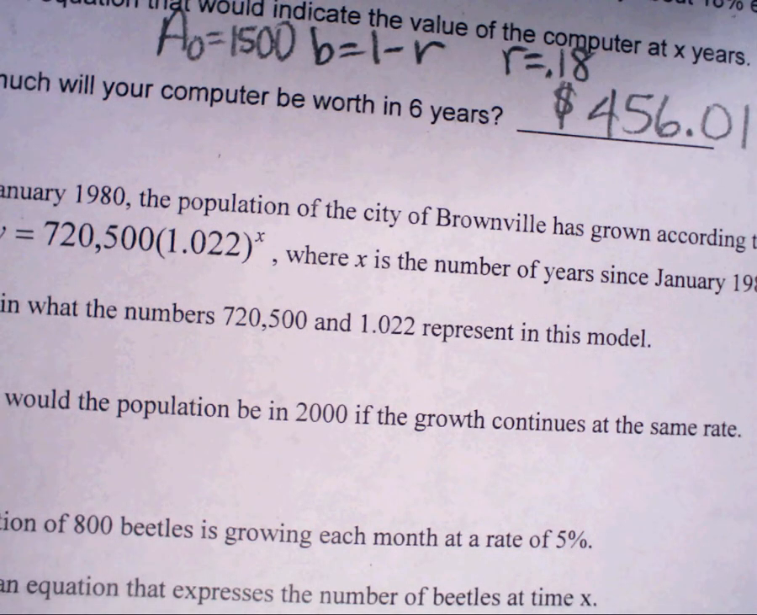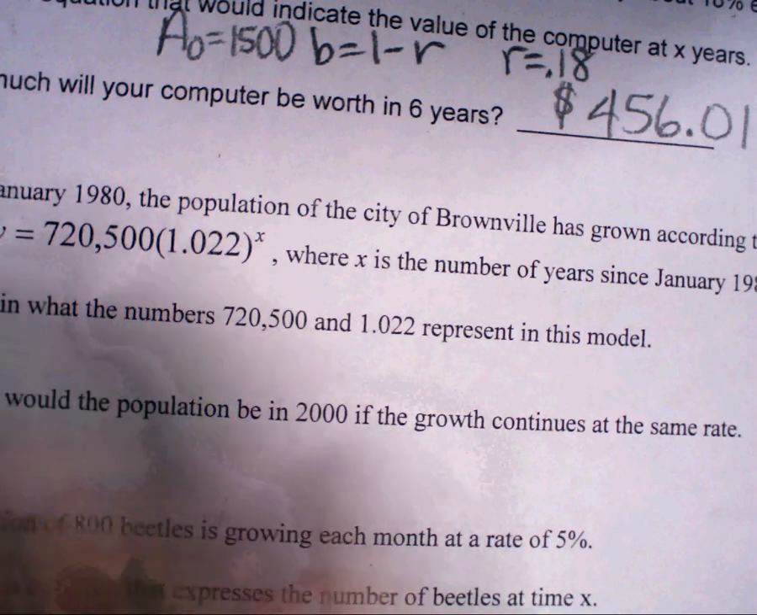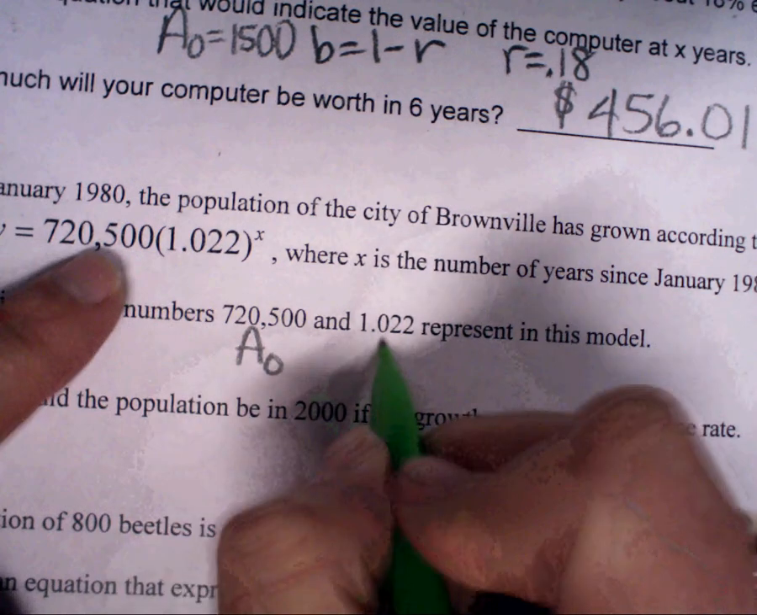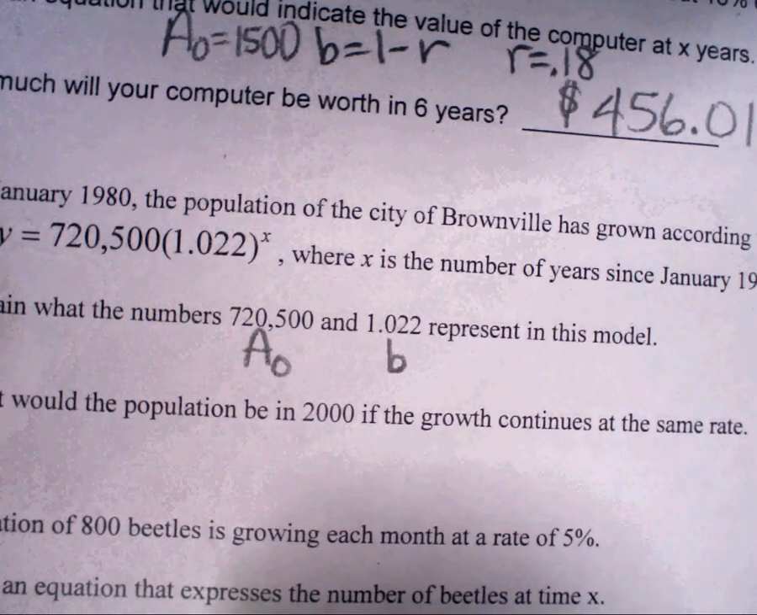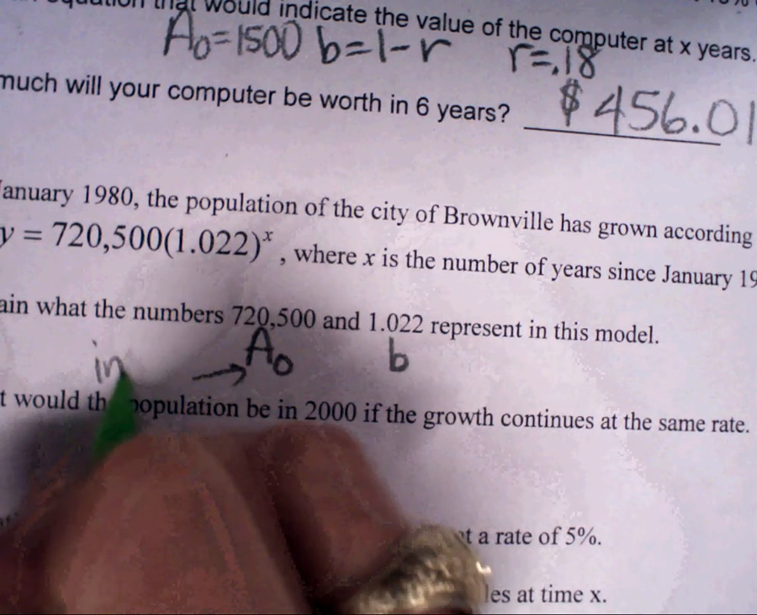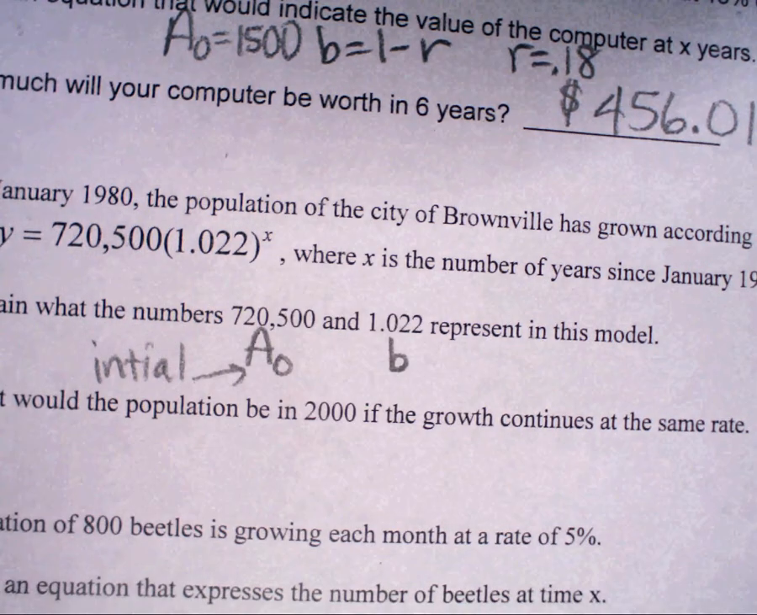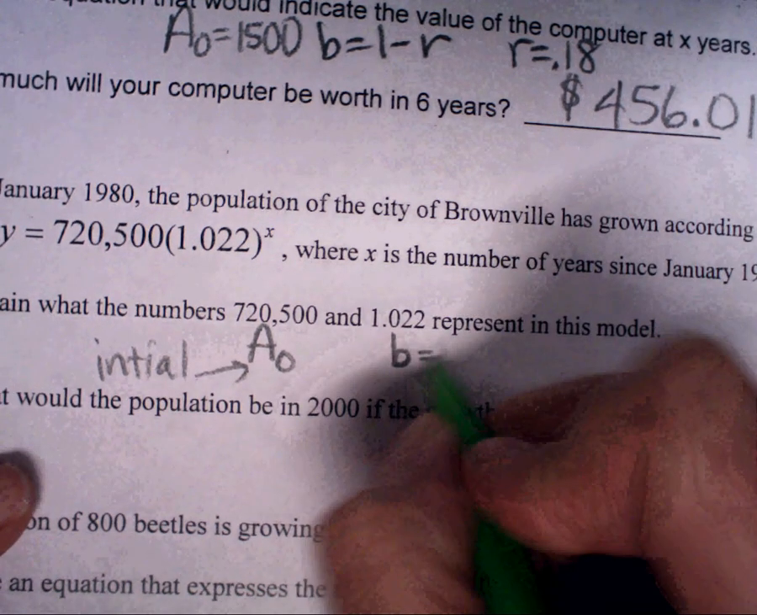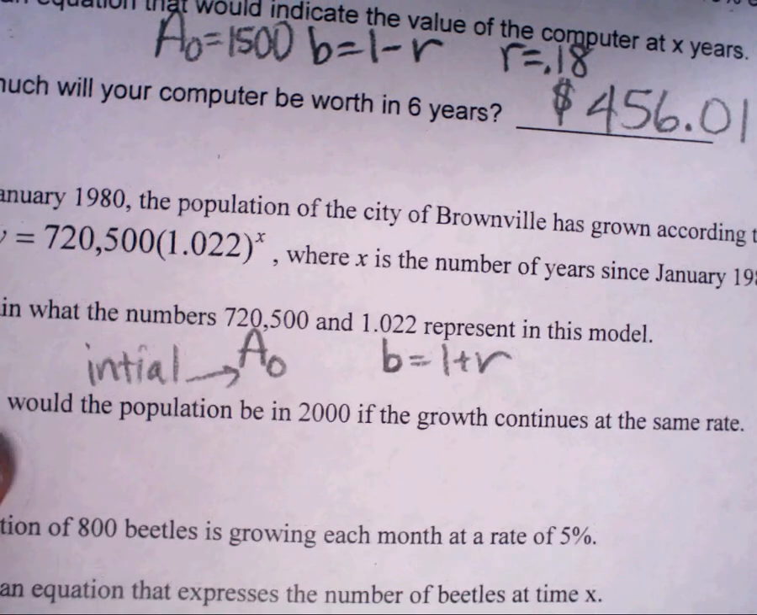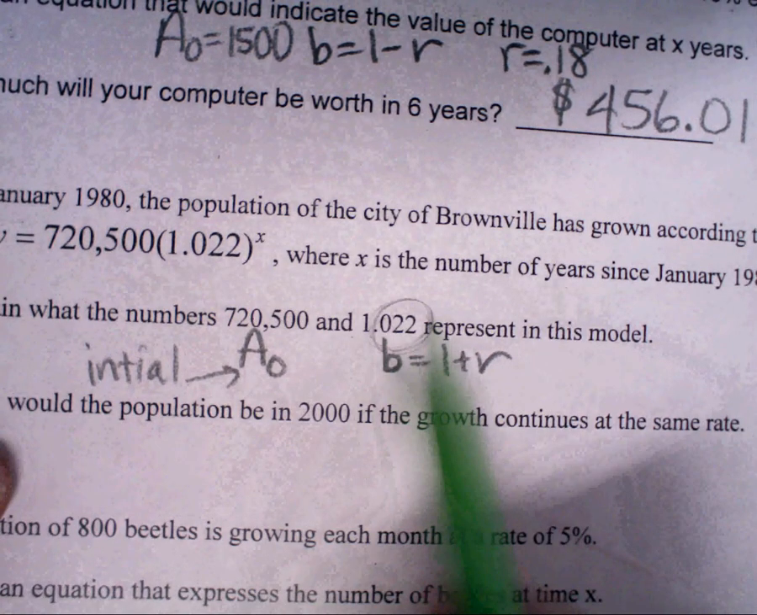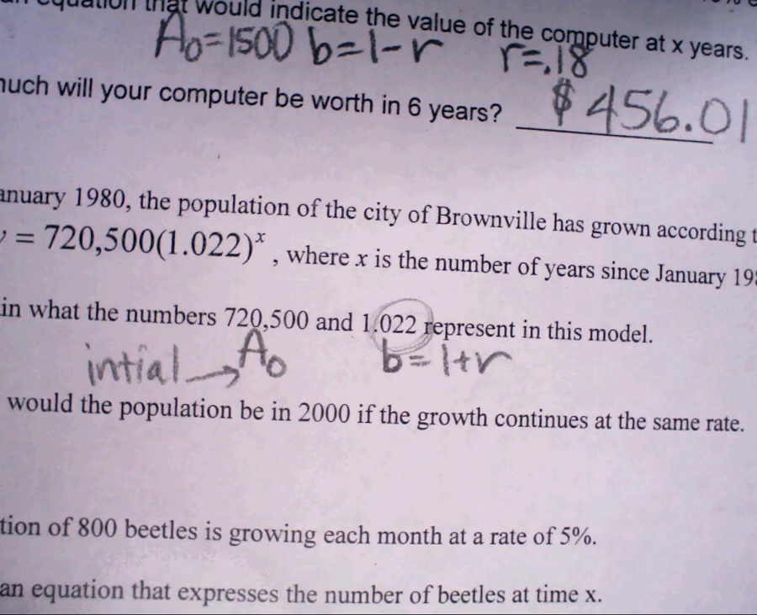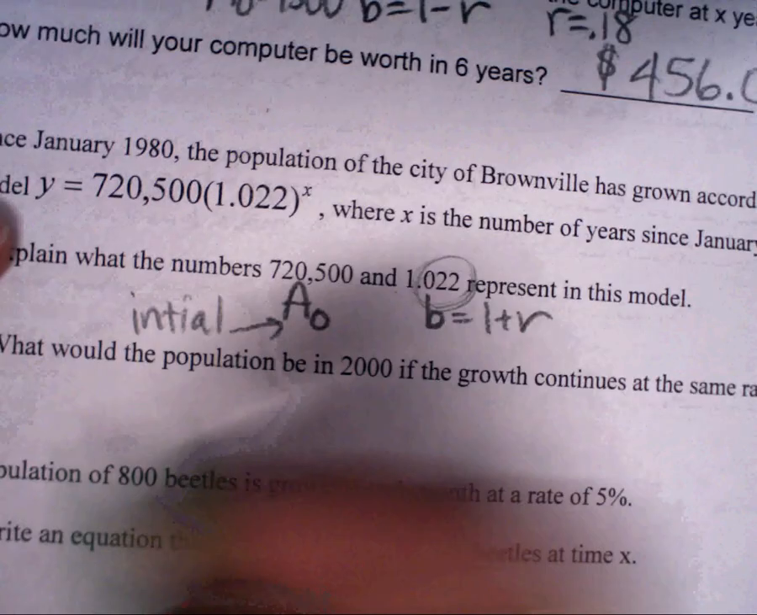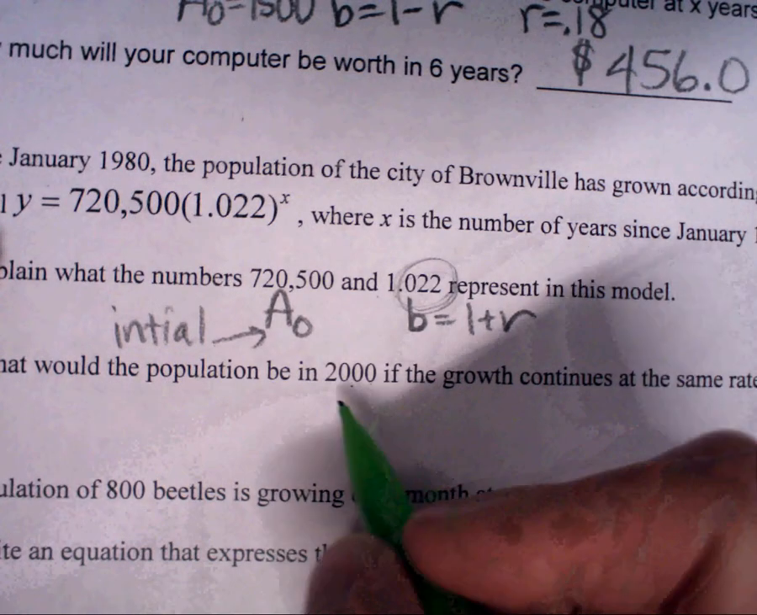Alright, so then on the Brownville problem, let's talk about a couple things about this equation. Typically, that's your A0, and this is your B. The A0 is your start, your initial population here in Brownville. And then B is 1 plus R, so we know that if it's 1 point something, that must mean that's the rate that it's growing at. So it wants us to just explain it like that. That's good enough.